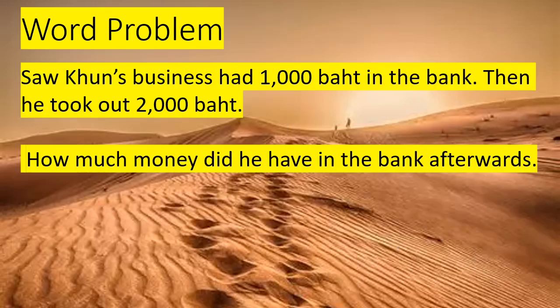Next one is a word problem. So Kun's business had 1,000 baht in the bank, and then he took out 2,000 baht. How much money did he have left in the bank afterwards?